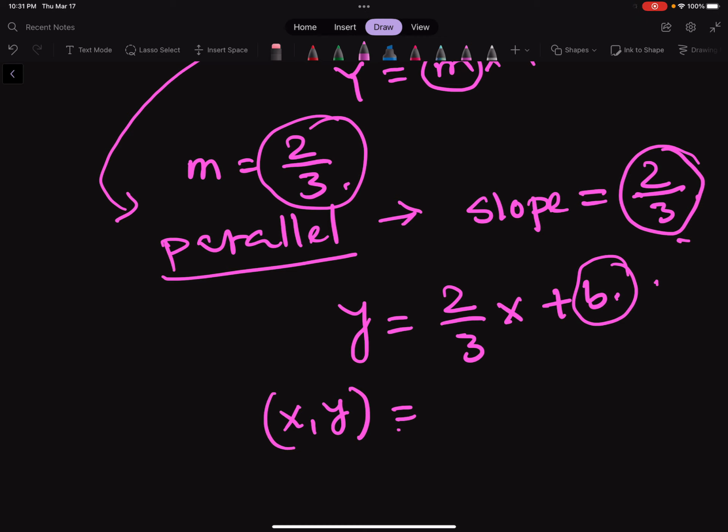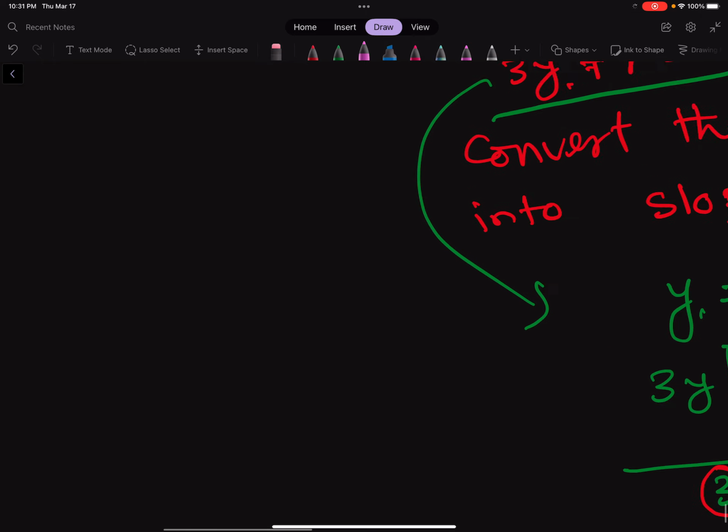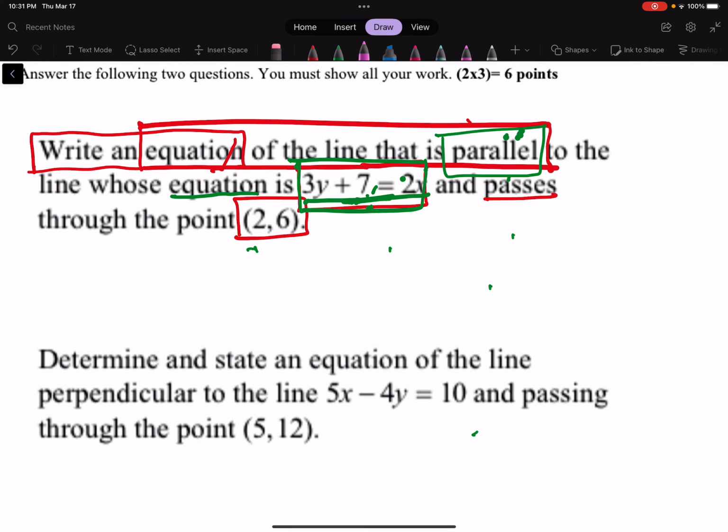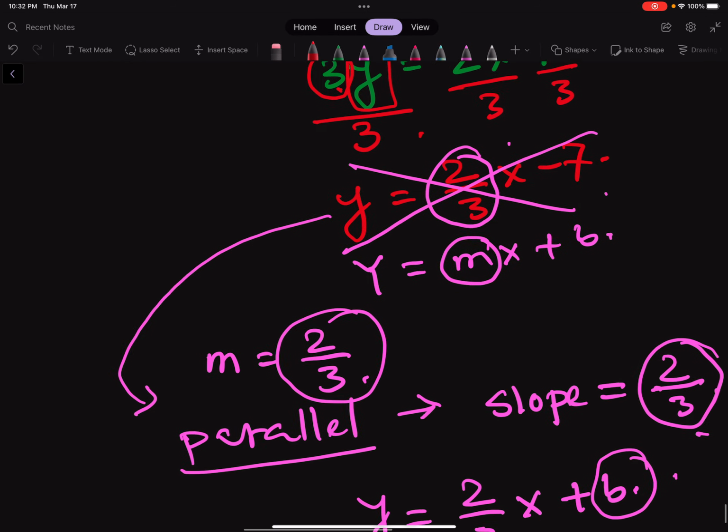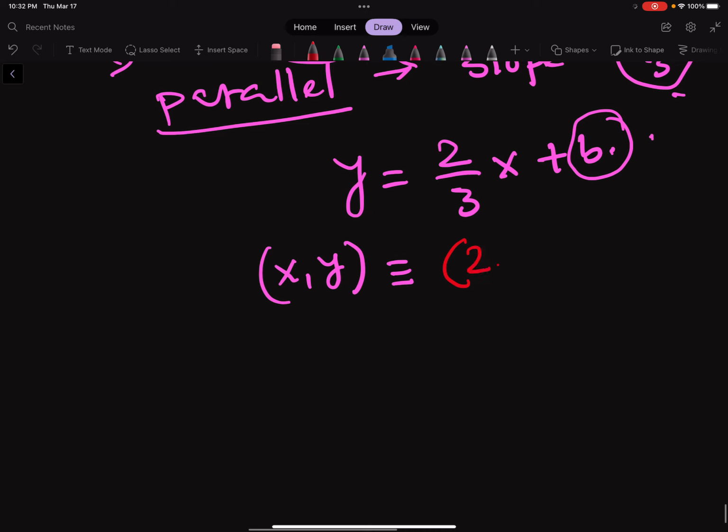So if you look at it, if you go back to the question, it says it passes through the point (2, 6). So 2 is my x and 6 is my y. Let me erase that and write nicely. So I say x equals 2, y equals 6. To be more precise, x is 2, y is 6.